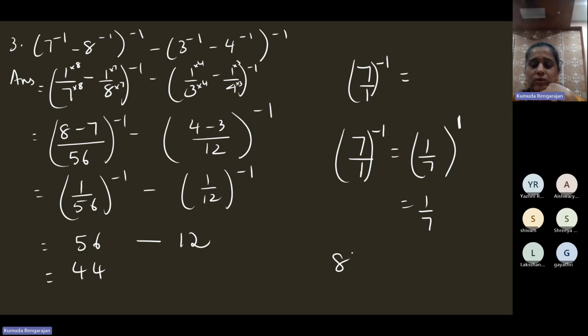8 to the power minus 1. 8 means 8 by 1. So its reciprocal is 1 by 8. The power is minus 1, so it's now plus 1 or simply 1, but you don't have to show. So 8 to the power minus 1 is nothing but 1 by 8.